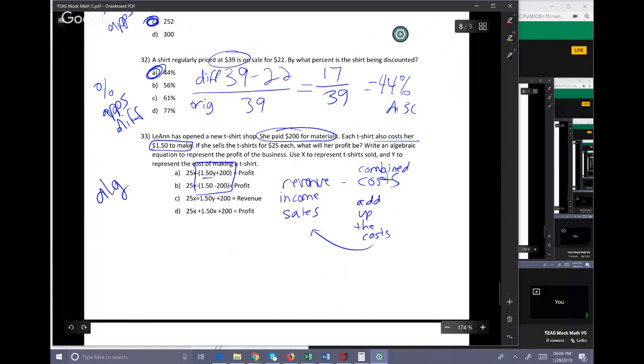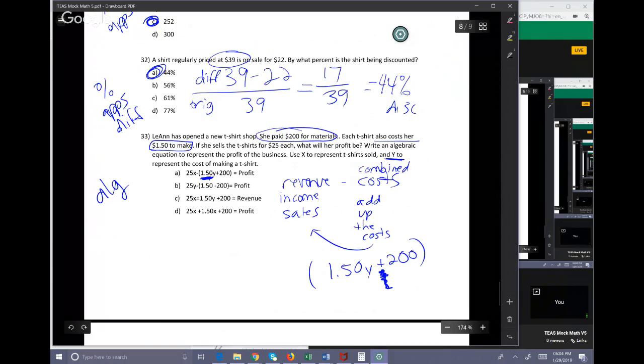So we have to add $1.50 Y, and the reason we use Y is because they told us that Y represents a cost. 200 is a flat cost, so you don't need a Y for 200, you just need 200. But we need to combine the $1.50 per shirt plus the $200 overall. We need a plus sign, and we need a parenthesis to make sure those are getting added so that we have a total cost number before the revenue.